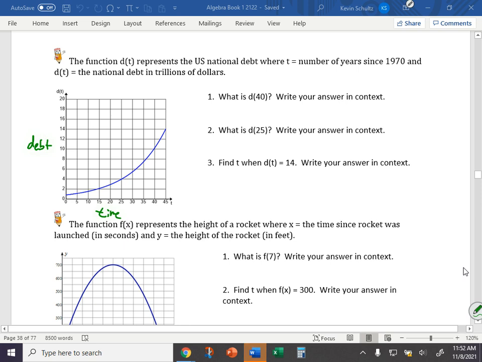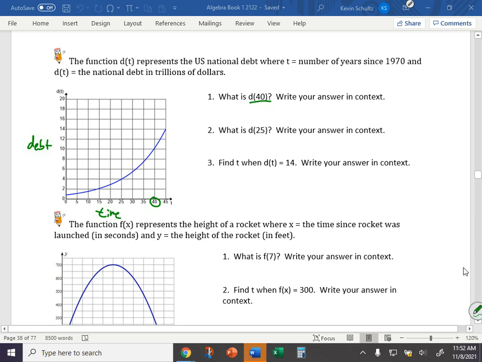So what it says, what is d of 40? What's it asking you to do? Is this d of 40 giving you x or giving you y? Related to what we did up above, what is d of 40? Is that giving you x or giving you y? Lauren, it's giving you x. So on the x-axis, we're going to find 40, and what we're looking for is the value of y when x is 40.